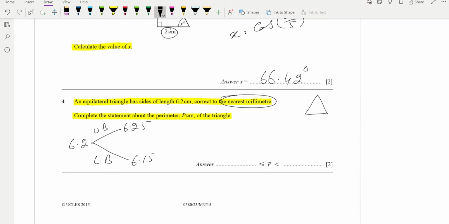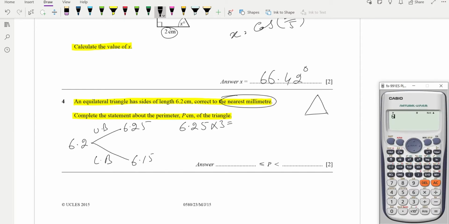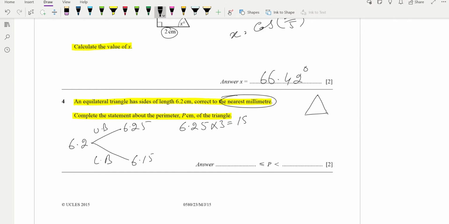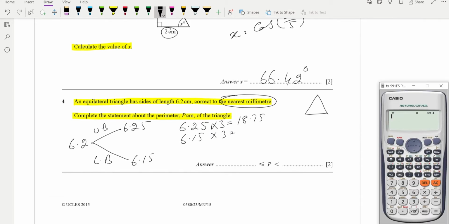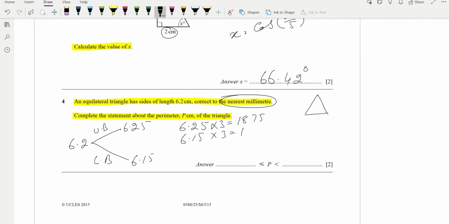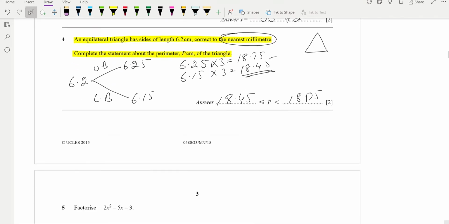So the upper bound 6.25 will be multiplied by 3, and we will get 18.75. And the lower bound, 6.15 multiplied by 3, will be equal to 18.45. So the lower bound 18.45 will be on this side, and the upper bound will be on this side. We cannot switch these sides, otherwise you will lose 1 mark.